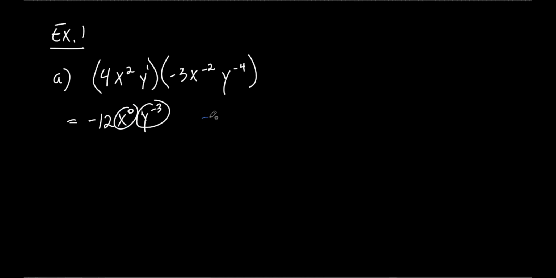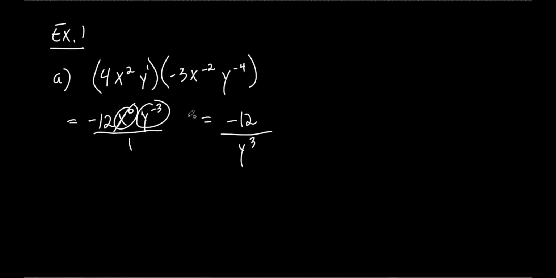Everybody with me? So equals negative 12. Well, this one right here is easy. What is it? It's just a 1, and 1 times negative 12 is just negative 12, so simple. What do I do with this one? Right now, it's in the numerator, isn't it? So what am I going to do to it? Flip it and change it to y to the positive third.